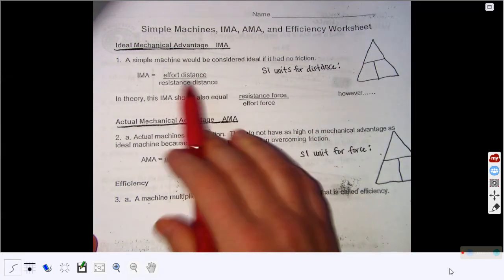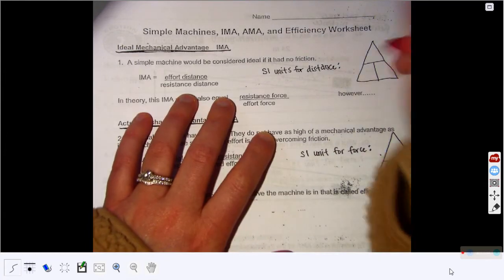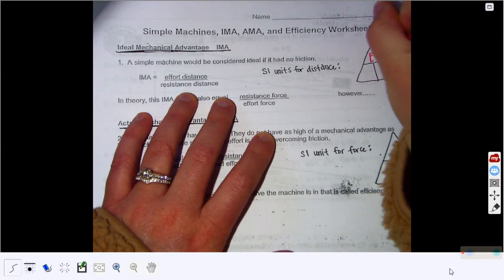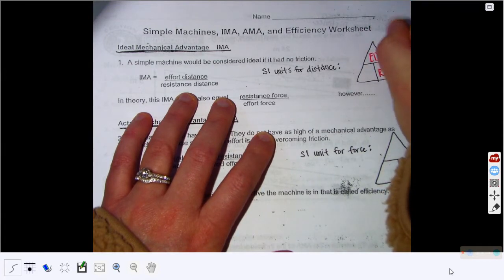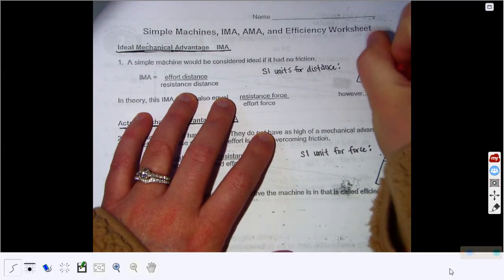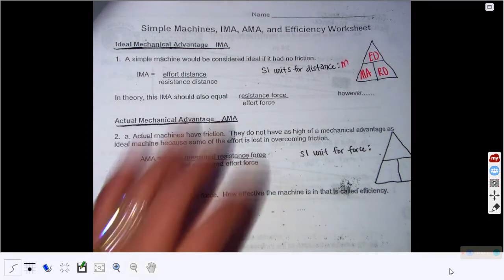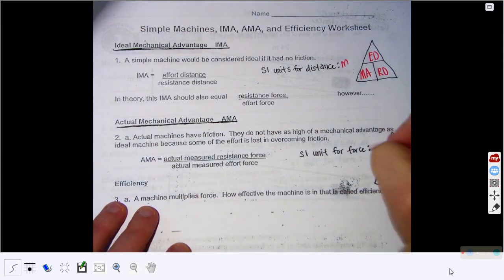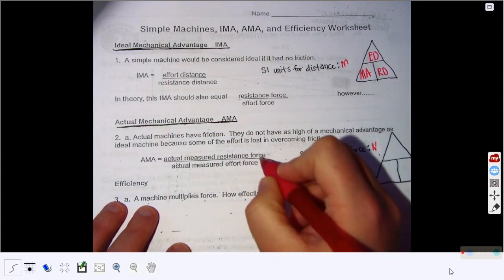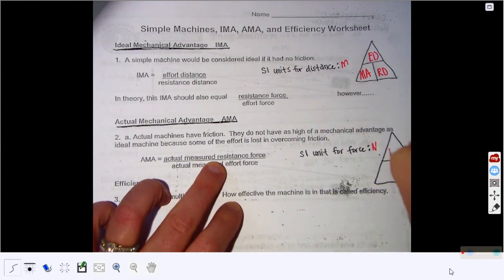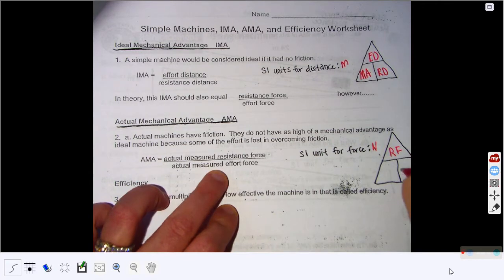So for ideal mechanical advantage, we have our effort distance, which is going to go in the top, divided by our resistance distance. I'm going to write ED, divided by RD, resistance distance, and that's mechanical advantage. And our units for distance are going to be in meters. If we're using force, we're going to be using newtons. So if they give us a newton, we're not going to be putting effort on top. We're going to be putting resistance force on top, effort force on bottom, and that is also our mechanical advantage.